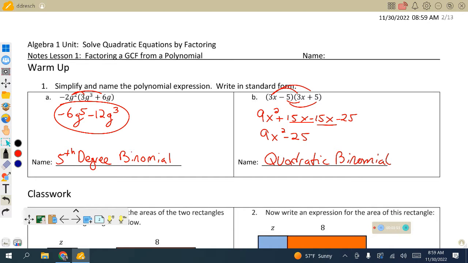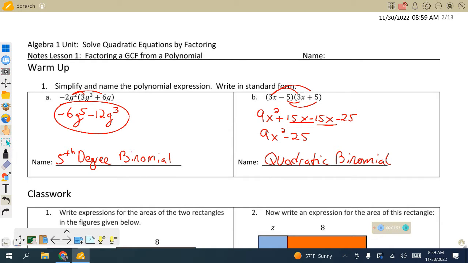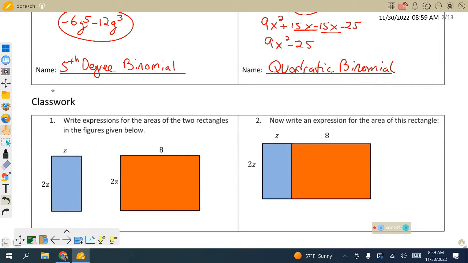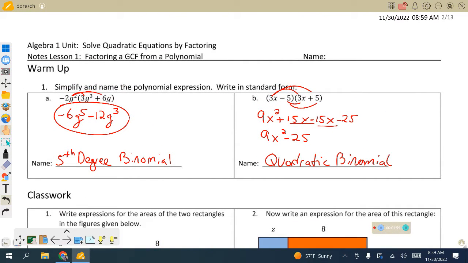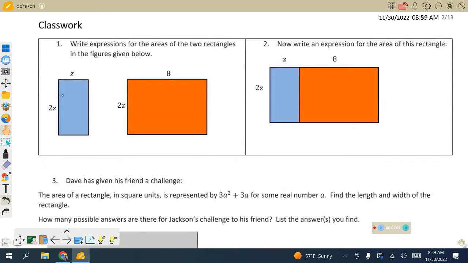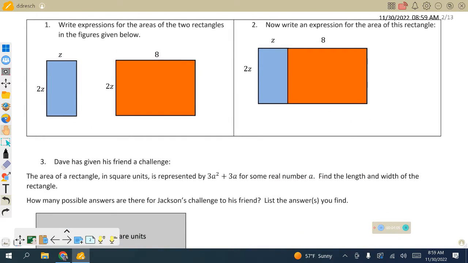All right, so let's go ahead and keep going with this. Let's get into finally our notes. We're going to focus on the title of today's lesson, actually. It's called GCF, the greatest common factor. Now, at some point down the road, you'll start learning about LCMs, LCDs, GCFs. That's sometime down the road. We're going to focus on the GCF here today.